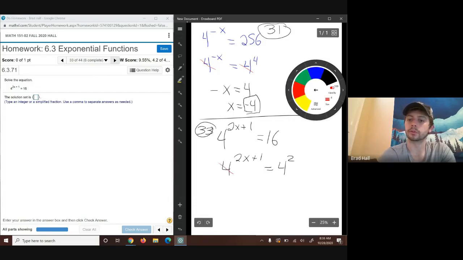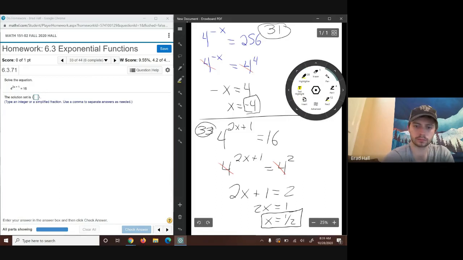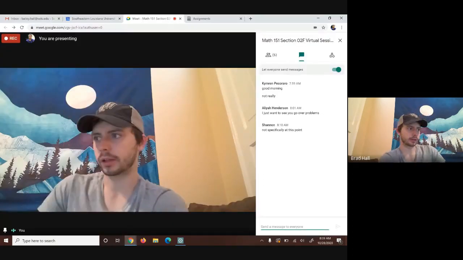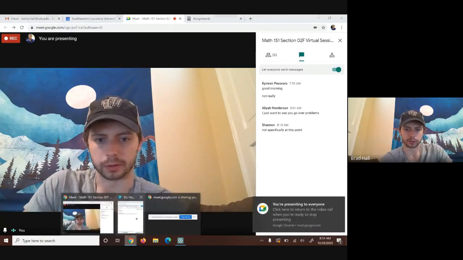We can cancel out these bases. 2x plus 1 is equal to 2. And we can solve pretty easily for x. So we get that x is a half. So that's 33. That's kind of the more complex ones I ended up doing in the video.